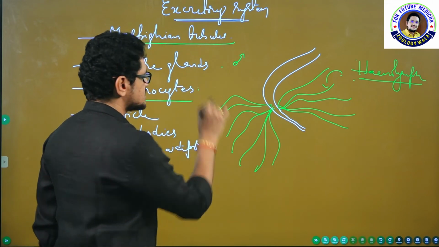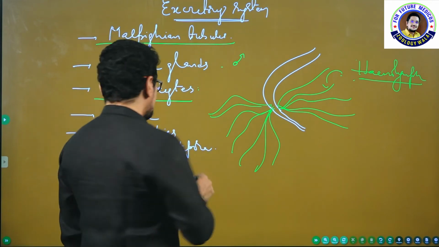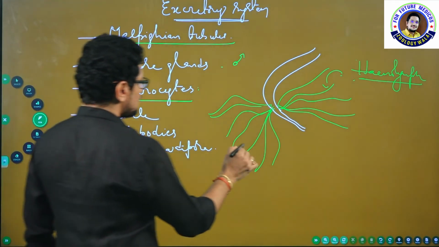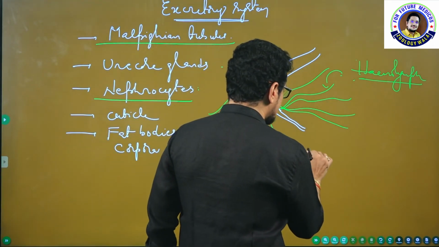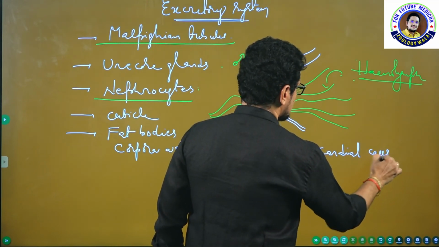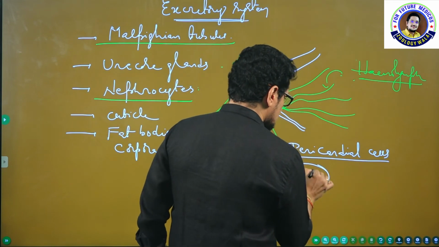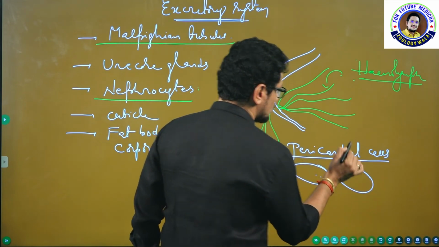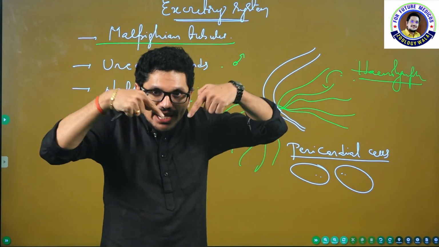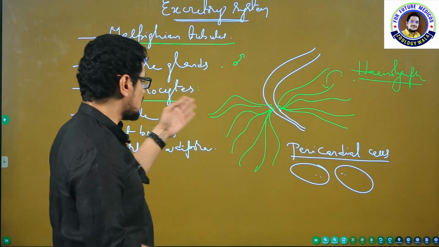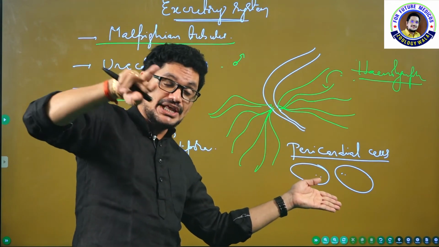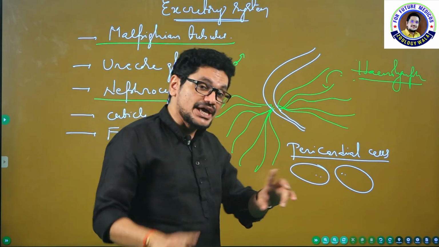What are these nephrocytes? Nephrocytes are also called pericardial cells. They are oval, with two nuclei. Pericardial cells are binucleated. They are present on either side of the heart. That is the reason why they are called pericardial: peri means surrounding, cardium means heart.